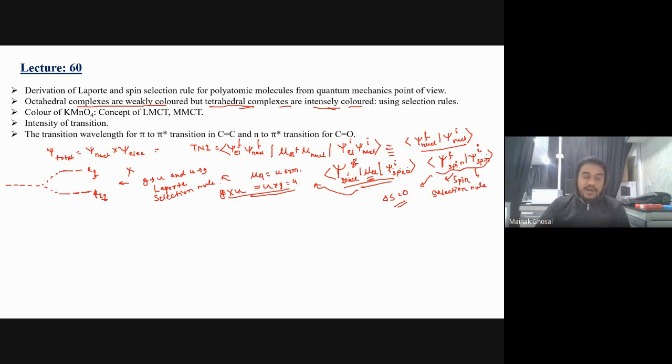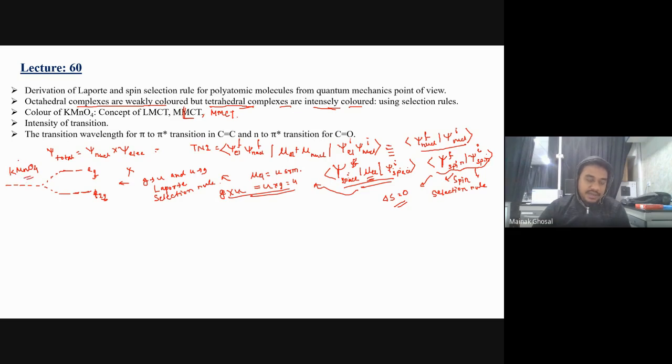Okay, but there is another concept of LMCT, MLCT. MMCT is also there, but also there will be MLCT. So what was I talking? Yeah, KMnO4. So KMnO4, like potassium dichromate, they are intensely colored.